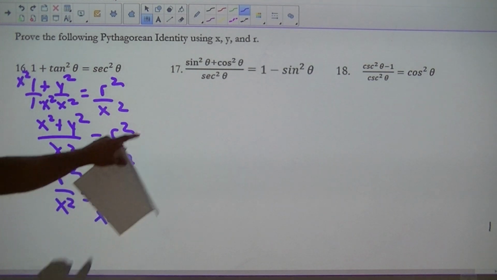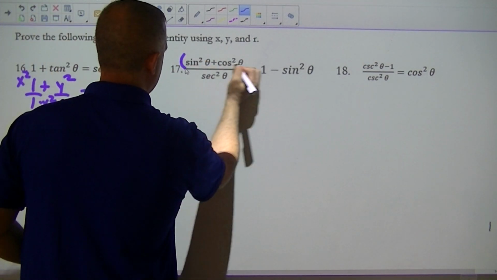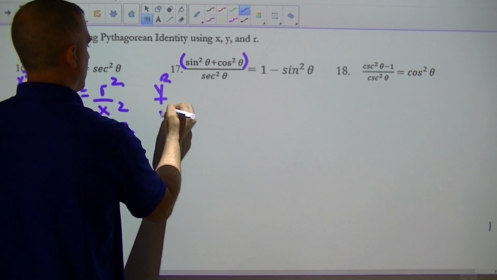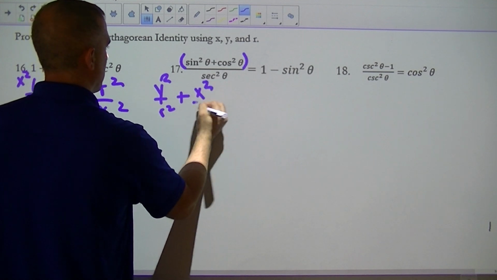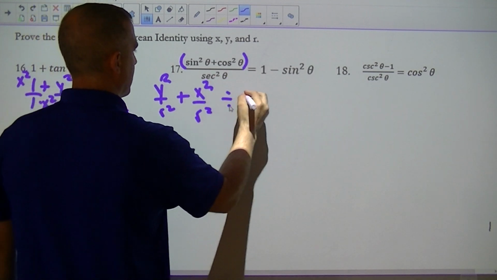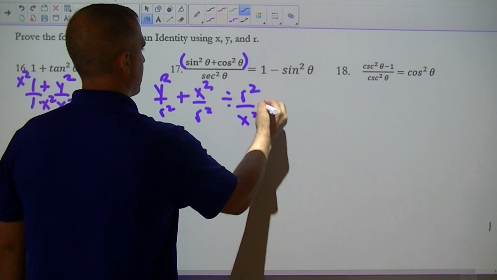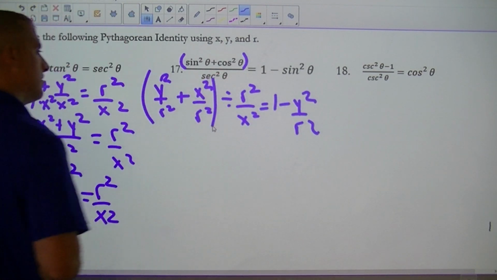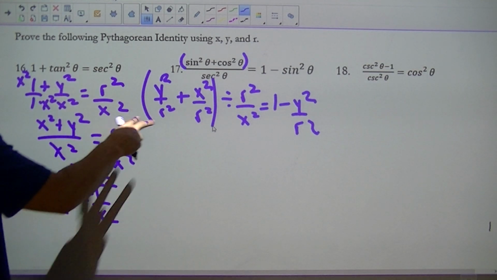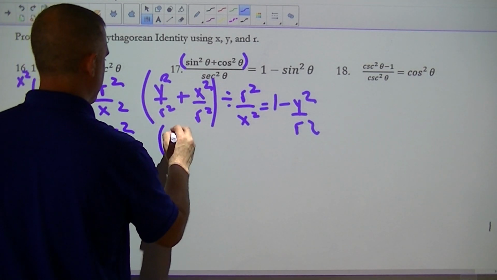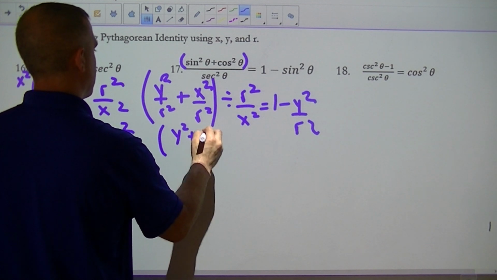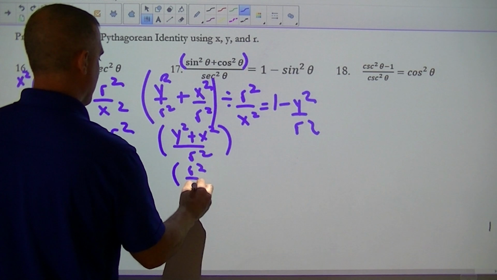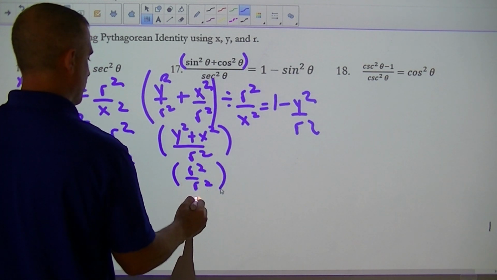For this one, I'm going to want to handle this first. So that's going to be y squared over r squared plus x squared over r squared, divided by r squared over x squared, equals 1 minus y squared over r squared. I want to handle this first though. Always handle the parts within the fractions. Well, this already has a common denominator, so I can push this together. The givens will tell me that that is r squared over r squared, which would just be 1.